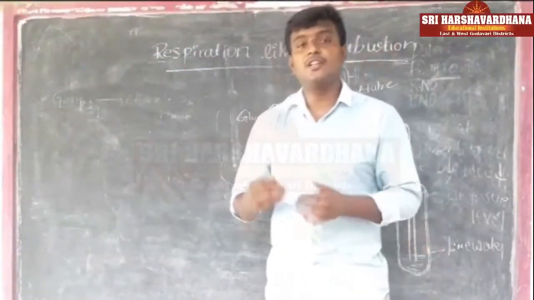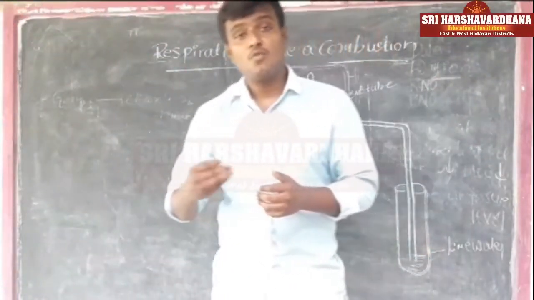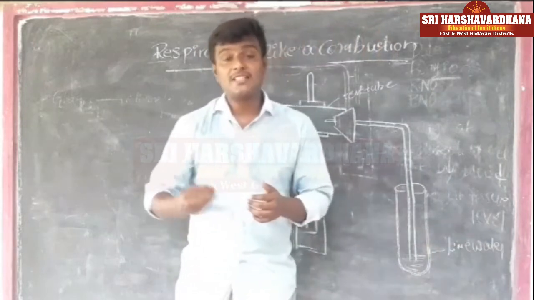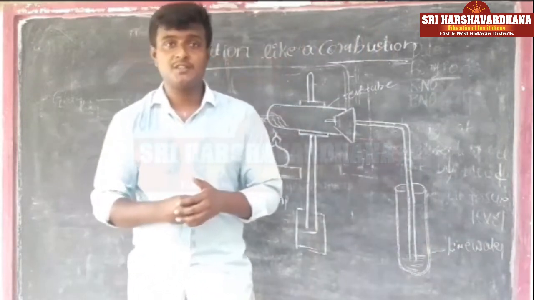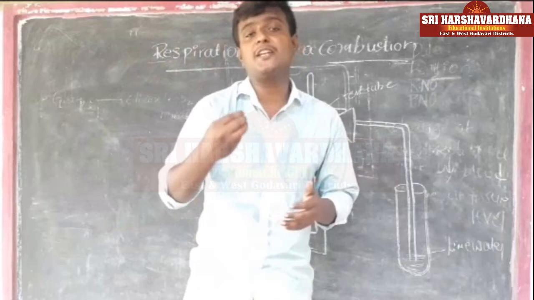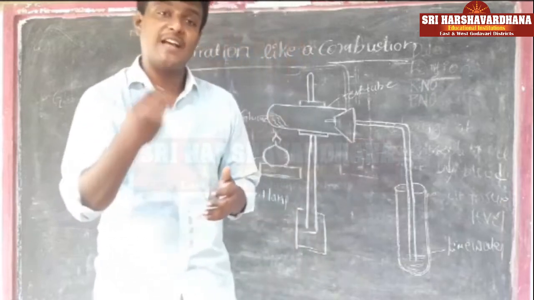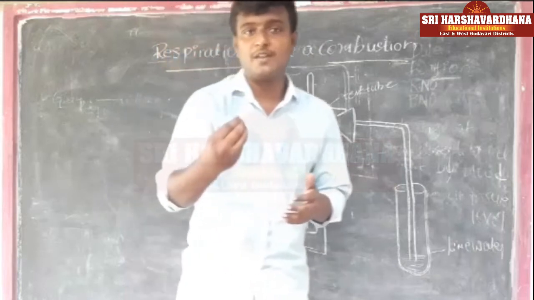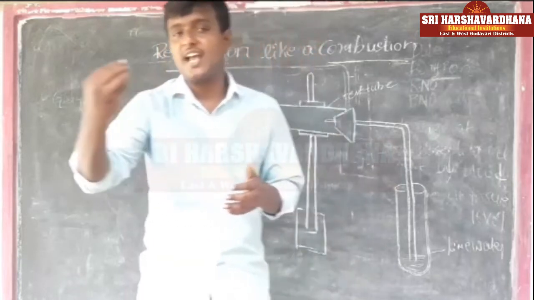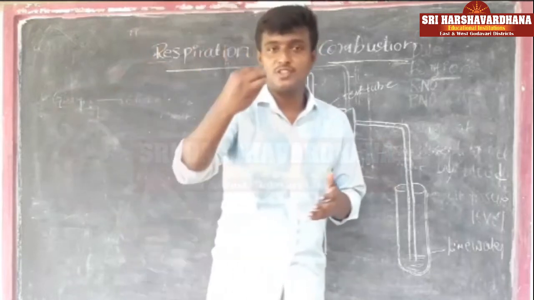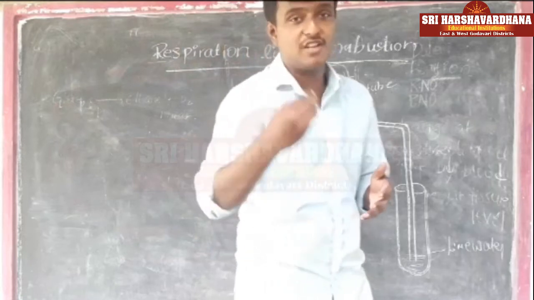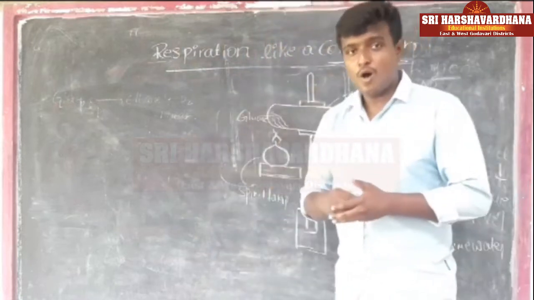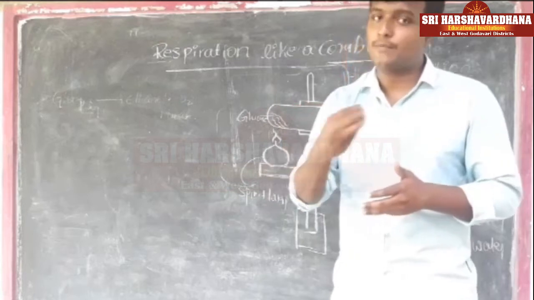Okay students, until now we have discussed what respiration is and what steps are involved in respiration. We see that in the respiration process there are 5 steps. What are those 5 steps? You already know that: breathing, exchange at alveoli level, transport through the blood, exchange at tissue level, and cellular respiration. We have discussed these steps one by one.